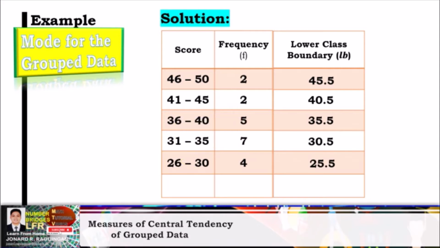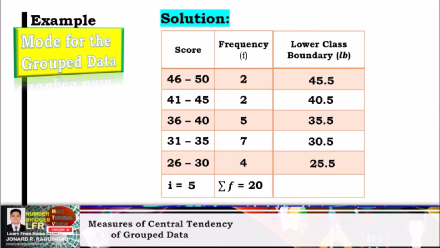Then, identify the value of the class interval. Just simply subtract two consecutive lower limits. That is, 31 minus 26 is equal to 5. Then, our class interval is equal to 5. Then, determine the summation of the frequency. That is, 2 plus 2 plus 5 plus 7 plus 4 is equal to 20.